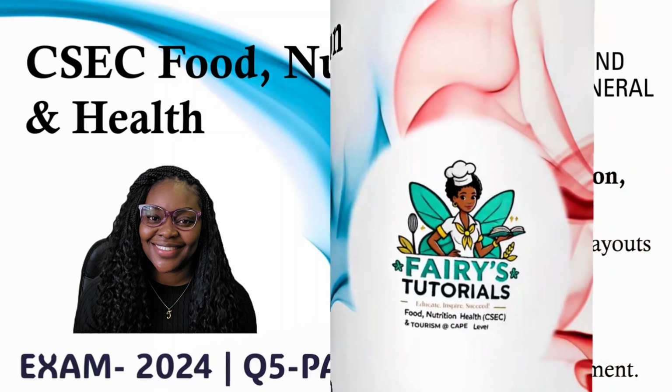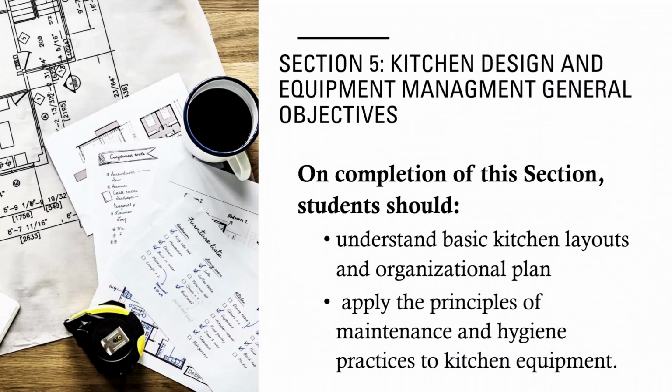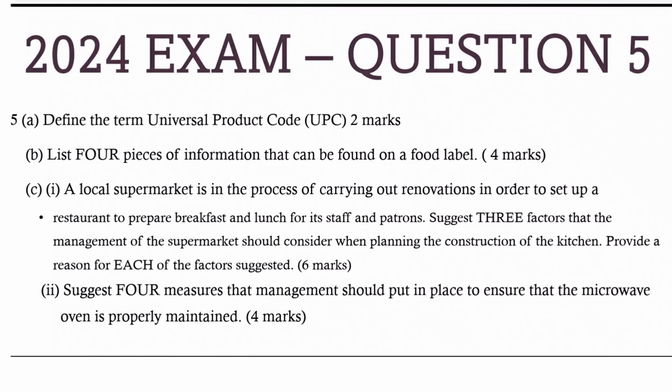Question 5. Let us look at the general objective. This section is entitled Kitchen Design and Equipment Management. On completion of this section, you should be able to understand basic kitchen layouts and organizational plans, and apply the principles of maintenance and hygiene practices to kitchen equipment. Now, let us look at the question.